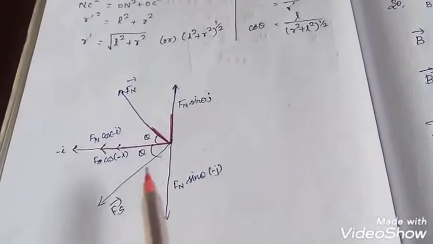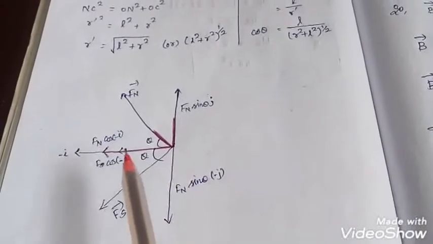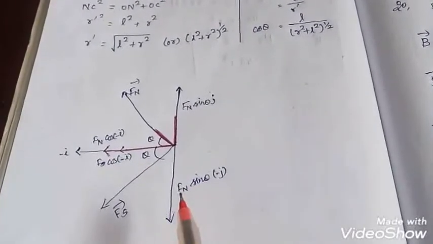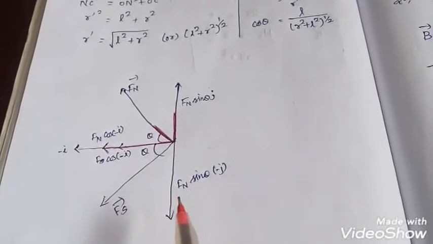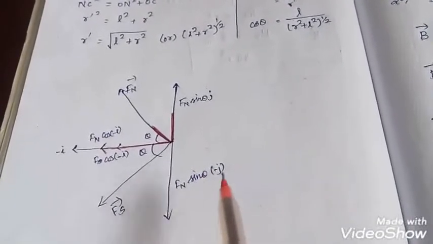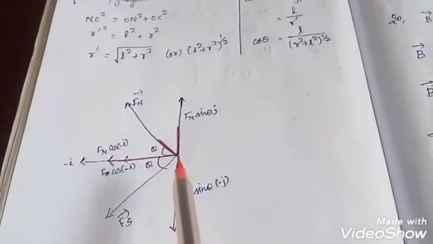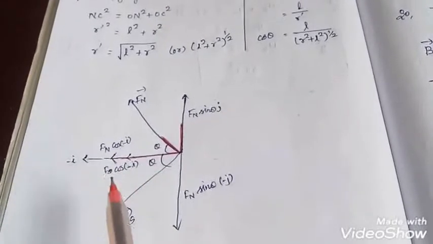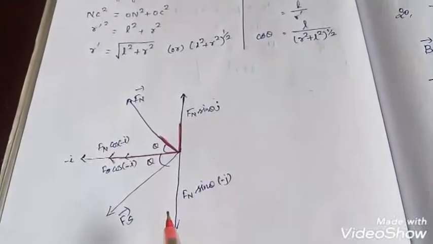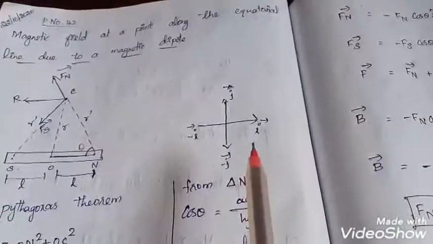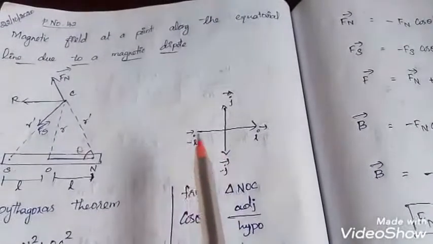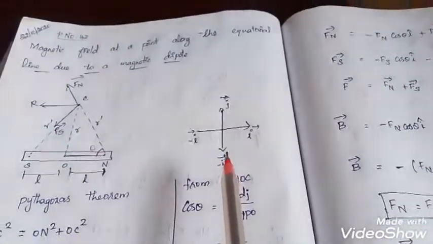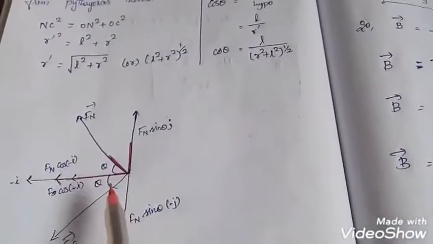And Fs, we draw two components, one horizontal component and another vertical component. The vertical component value is Fs sin theta. This is the downward direction, so this direction is minus j, and the horizontal component is Fs cos theta. This is also negative i. This is i direction, this is j direction. From the Cartesian coordinate, this is i direction, minus i direction, this way is j direction, this is minus j direction. In this way we draw the components.